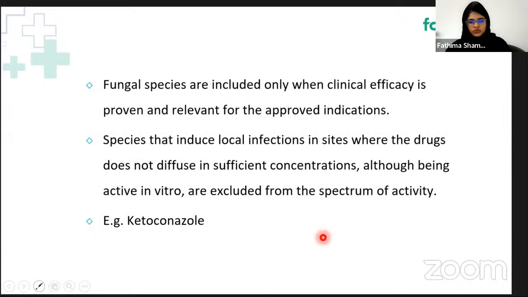Now, this is just a point to remember here. Fungal species are included only when clinical efficacy is proven and relevant for approved indications. That means those fungal species are only included for in vitro testing which is relevant for an approved indication, and species that induce local infection in sites where the drugs do not diffuse in sufficient concentration. Example, ketoconazole, they're active in vitro, but they are excluded from the spectrum of activity. Now, you will understand this really well when I move on to discussing the in vitro activities of different antifungal agents.